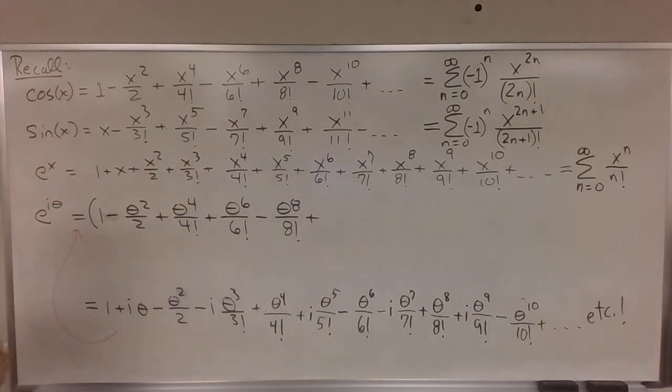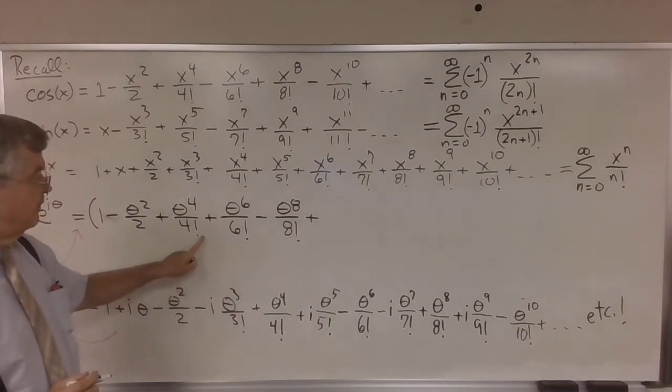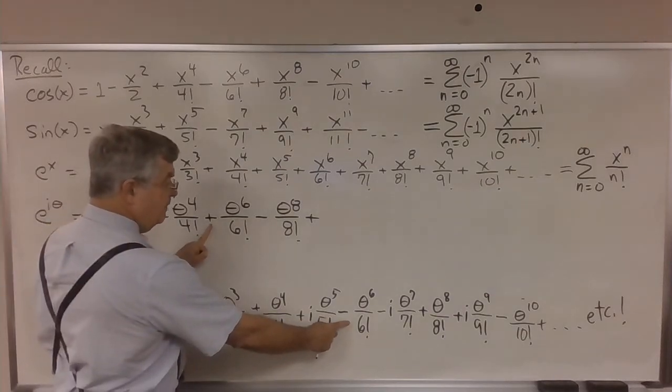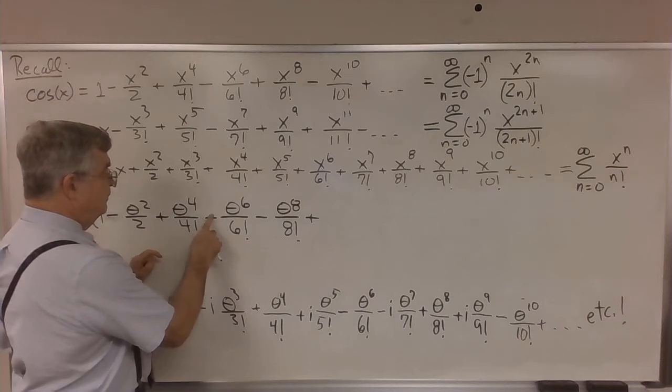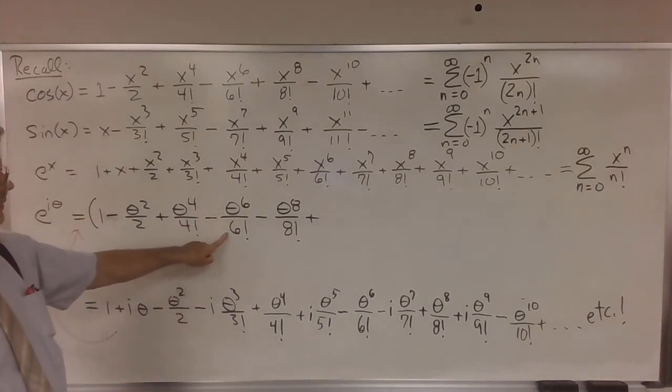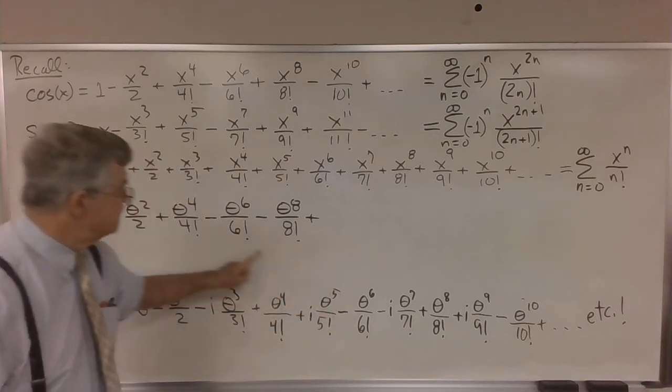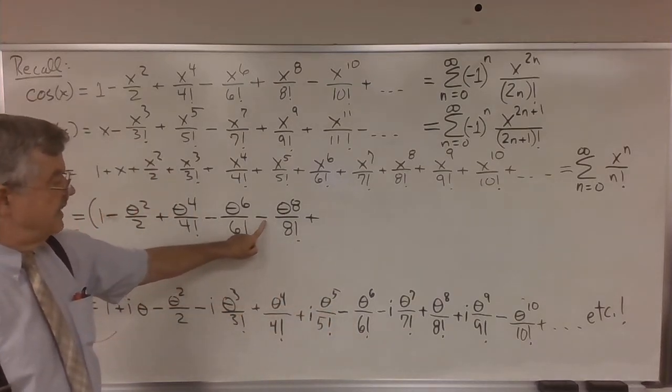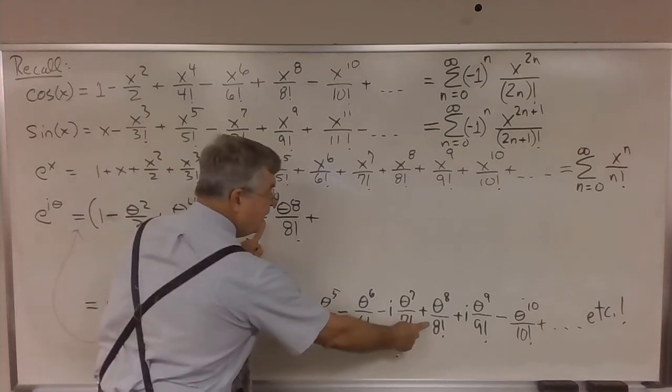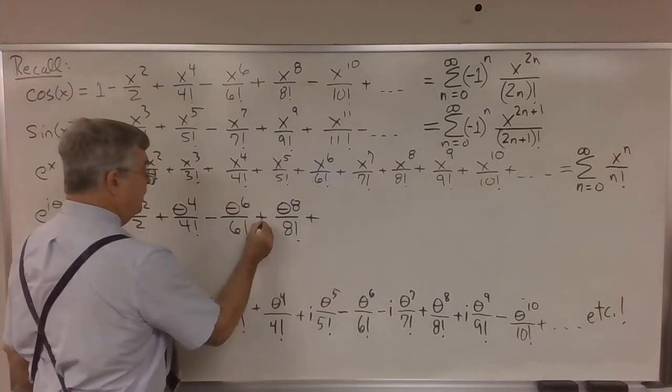Let's see, is that how I wanted to do it? Oh my goodness. Let me make sure I do this right. 1 minus theta squared over 2 plus theta to the 4th over 4 factorial. And see that? I missed a sign. This should be negative theta to the 6th over 6 factorial. See that? And then I missed a sign again, plus theta to the 8th over 8 factorial. Okay.